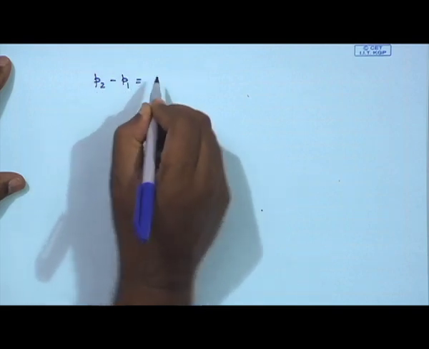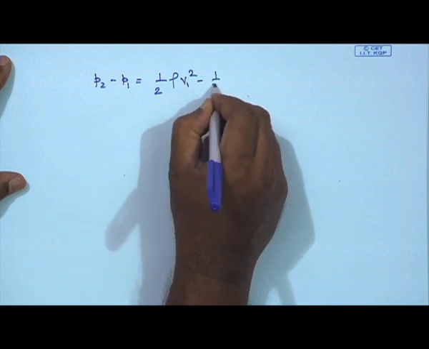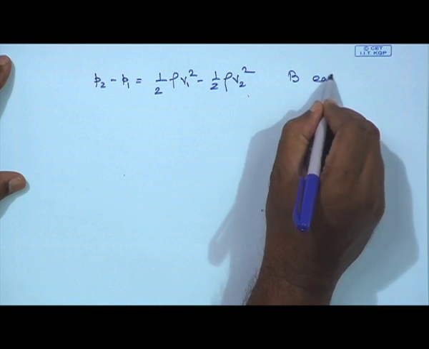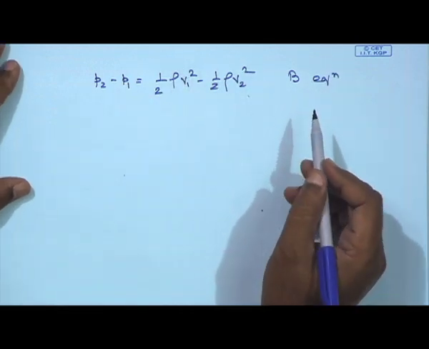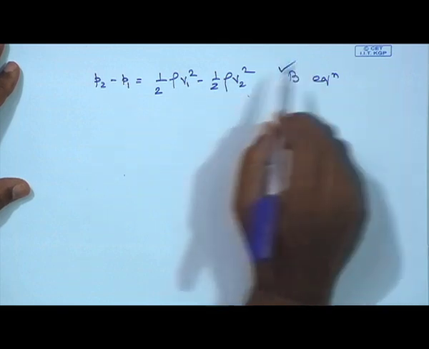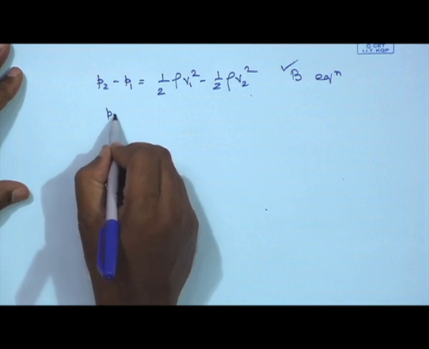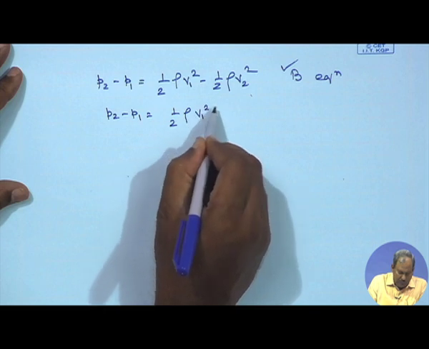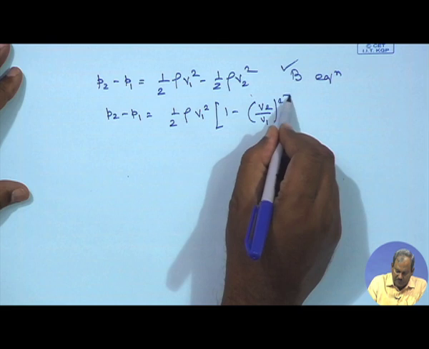The pressure drop P2 minus P1 is simply going to be equal to half rho V1 square minus half rho V2 square. So this is Bernoulli equation, and I can use Bernoulli's equation since my flow is now inviscid. It is no longer a viscous flow. So Bernoulli's equation in this form is applicable. So P2 minus P1 would simply be equal to half rho V1 square (1 minus V2 by V1) whole square.